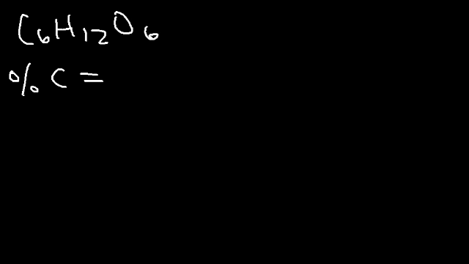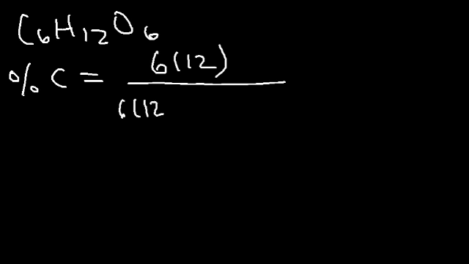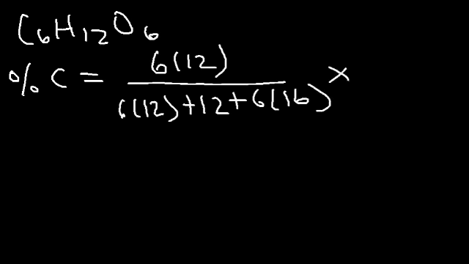For the sake of practice, let's try another example. Let's use glucose. Find the mass percent of carbon in this compound. So the mass of carbon, there's 6 carbon atoms, so 6 times 12. That's the total molar mass of all the carbon atoms in glucose. Now the total molar mass for all of the atoms in glucose is 6 times 12 plus 12 plus 6 times 16, times 100%.